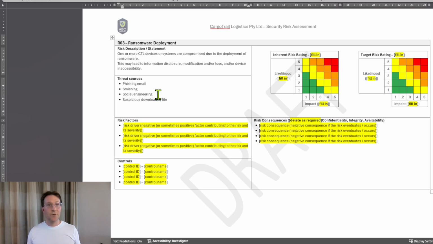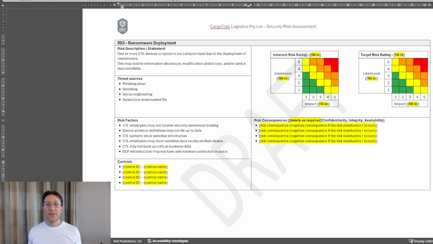You could also just have general social engineering, which is tricking people into thinking that you are someone you're not, that there's some kind of urgent issue going on, or just a suspicious downloaded file. Someone may have just browsed your website all by themselves and they accidentally downloaded this. Or risk factors. It's possible that CTL employees do not have sufficient security awareness training.